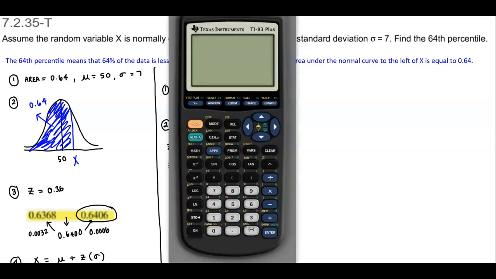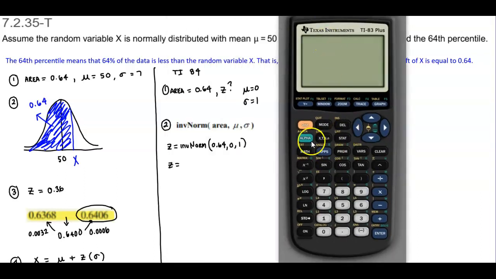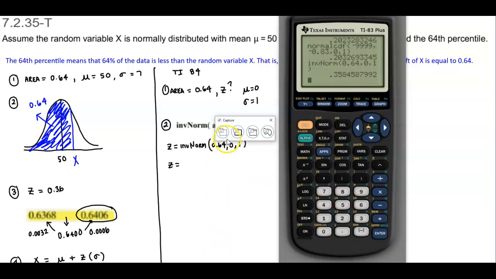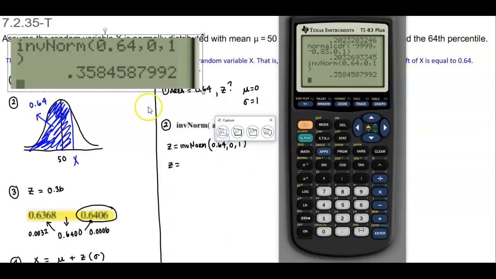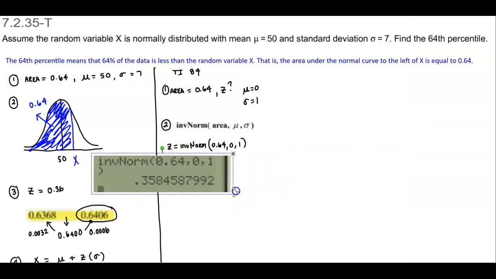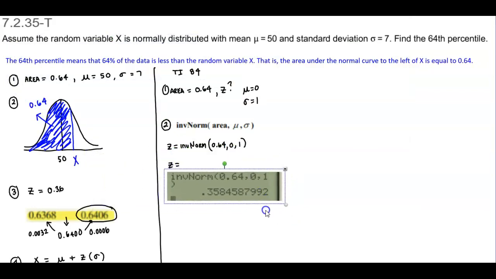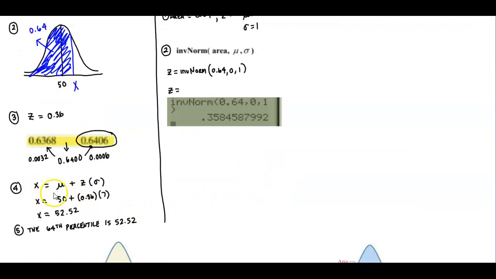So we're going to go ahead and do that. Second distribution, we go to INV norm. We put in 0.64 as the area. The mean is 0 and the standard deviation is 1. Then you can see that we get 0.36, rounded to 2 decimal places, as our z-score. Once we have that information, we can plug it into the formula in step 4.